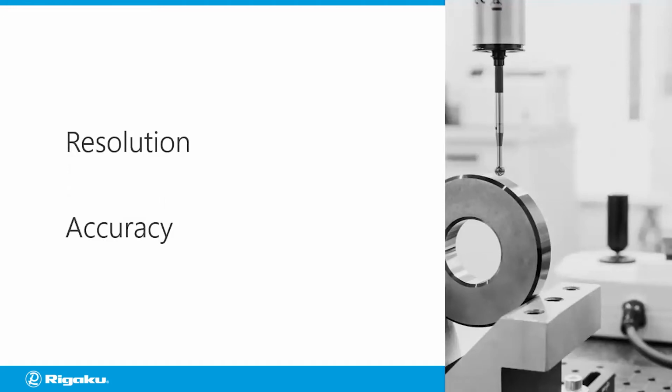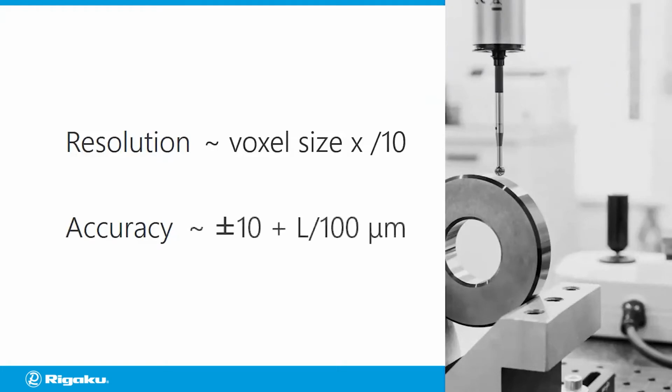The resolution of this technique is about 1/10 of the voxel size. And the accuracy, when you do the correct calibrations, is about 10 microns or less. And the second term here is coming from the measured length. This term is just telling you that the longer the measured length is, the greater the error can be.